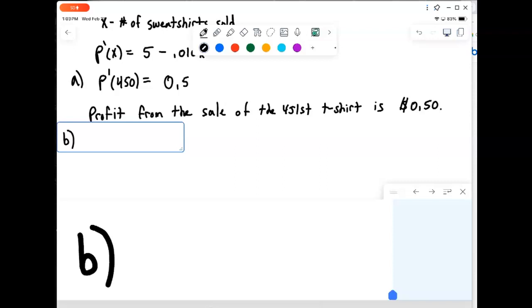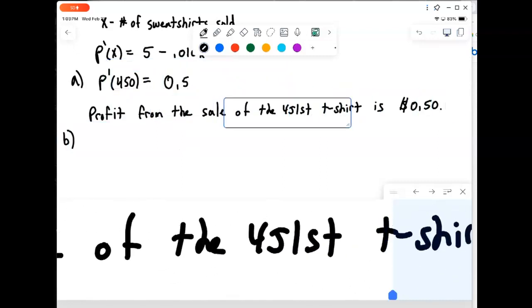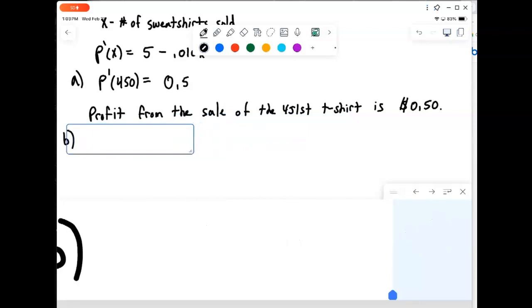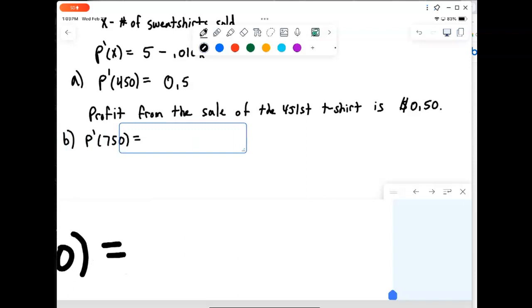So we might decide, hey, that's enough then. We don't want to sell any more. Making only 50 cents per shirt at that point, maybe we cut the sales off there. And then we move on and do P prime of 750. And what we find out is that P prime of 750 is negative 2.50.